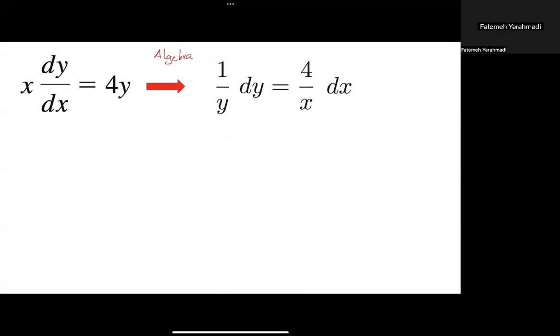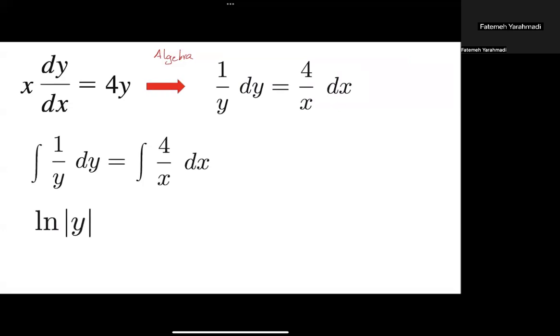Since it's a separable differential equation, we can take the integral of both sides. The integral of 1/y dy is equal to the integral of 4/x dx. The integral on the left-hand side is nothing but ln of absolute value of y, and on the right-hand side you have 4 times ln of absolute value of x, and you have the constant of integration as well.